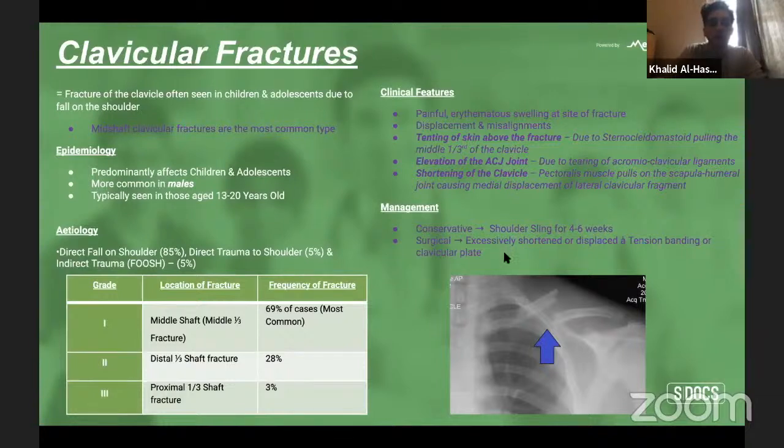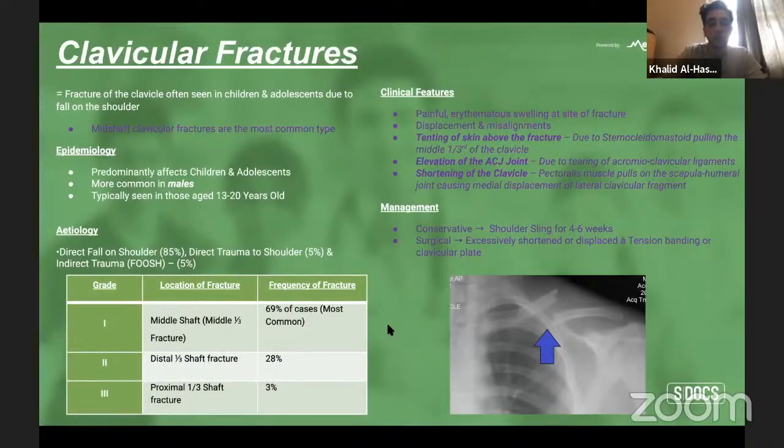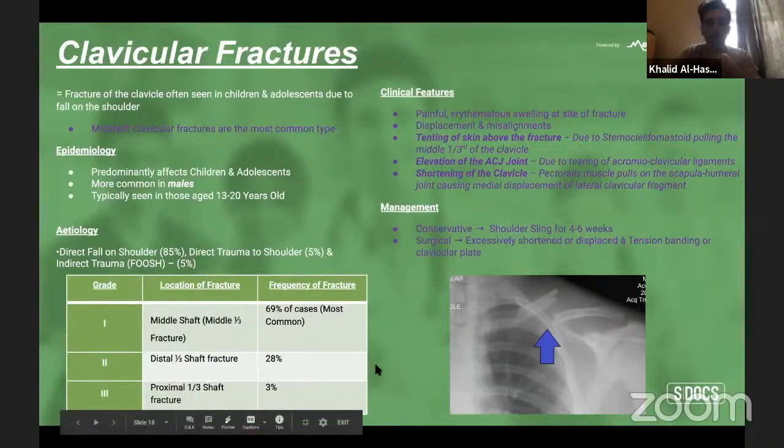The way that we classify them is shown below in this table here. Grade 1 is the middle shaft, which is the middle 1/3. This is the majority of the cases, or 69% of the cases. The second most common is the distal 1/3 shaft fractures, which is closer towards the acromioclavicular joint. And the proximal 1/3, which is attached at the sternum, rarely has any fractures, only 3% of fractures.